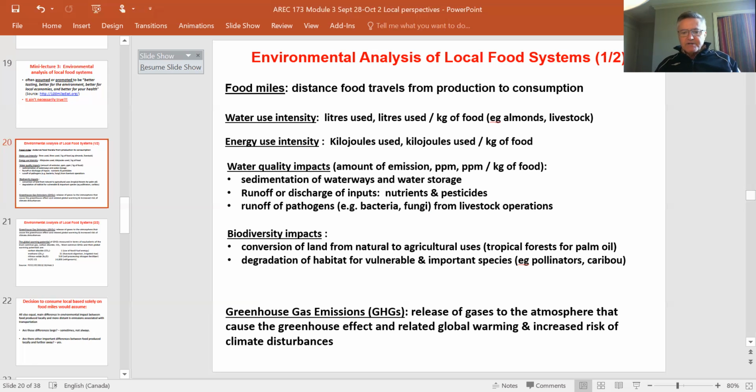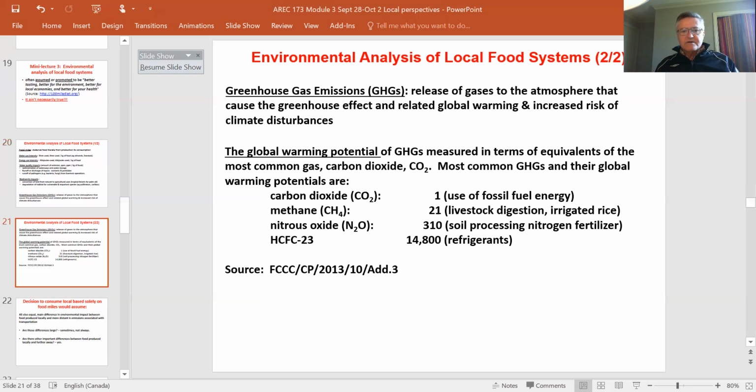So greenhouse gas emissions are gases which are released into the atmosphere, causing the greenhouse effect. Sun rays come in, reflect off the Earth's surface, and then come back up into the atmosphere where they are trapped or less likely to be released, making the Earth warm as a result and causing other disruptions to the climate. The more of these greenhouse gases we release to the atmosphere, the more greenhouse effect we have, the more global warming, and the greater the increased risk of climate disturbances like the big fires we've seen in Australia last year and the United States this year.